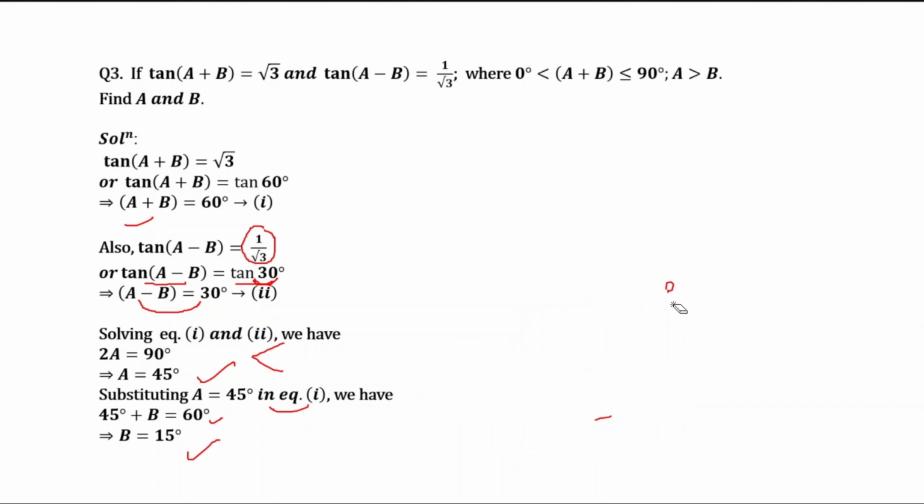Because they have provided us with this condition that a plus b is greater than 0 and less than or equal to 90. So you can add your a plus b. 45 plus 15 gives you 60, which is greater than 0 degrees but less than 90. Also a should be greater than b. Yes, 45 degrees is greater than the value of b, which is 15 degrees, right? I hope the questions are clear to you.